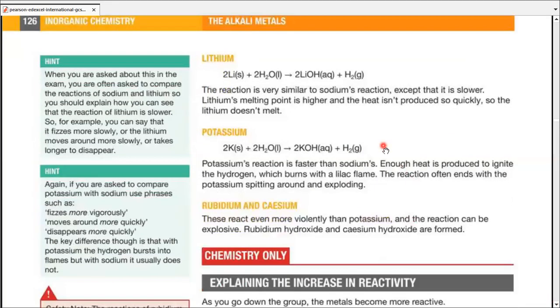Comparing other metals in the list with sodium, lithium has this reaction. It's similar to sodium, except it's slower. Lithium's melting point is higher. Heat isn't produced so quickly, so lithium does not melt. If we compare potassium, its reaction is faster.